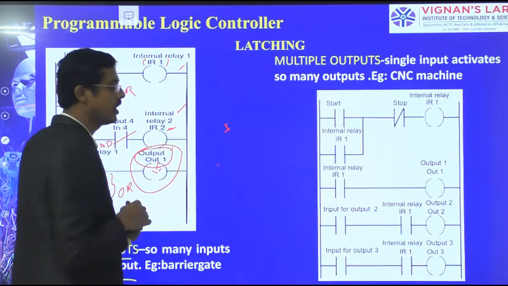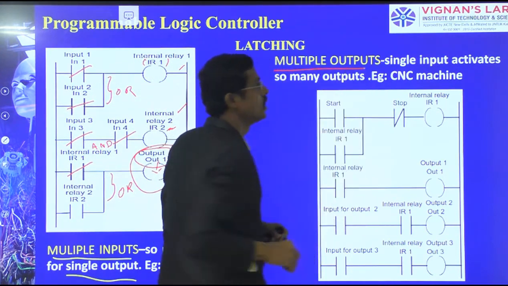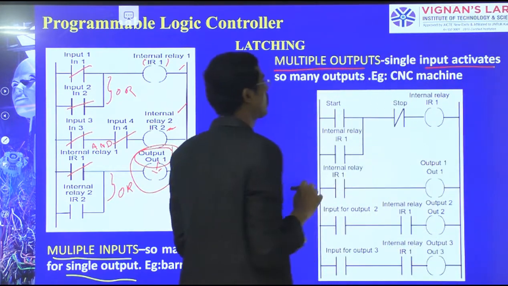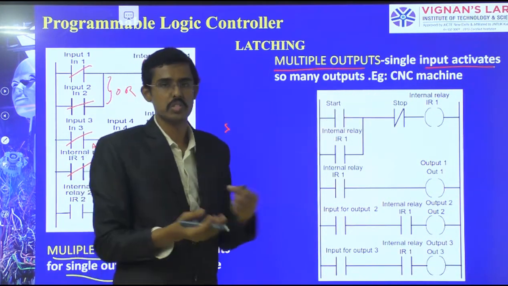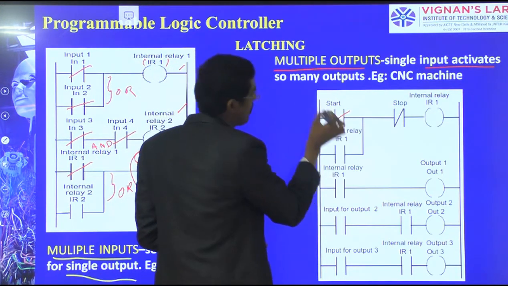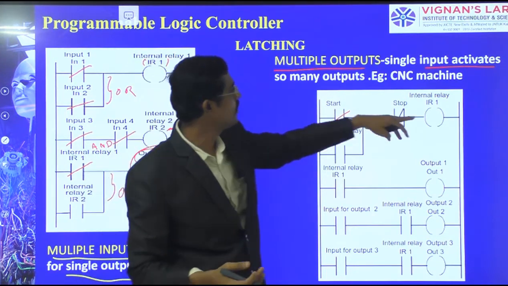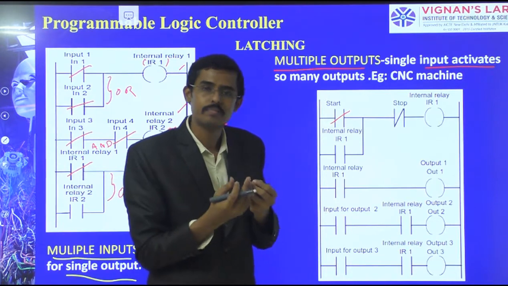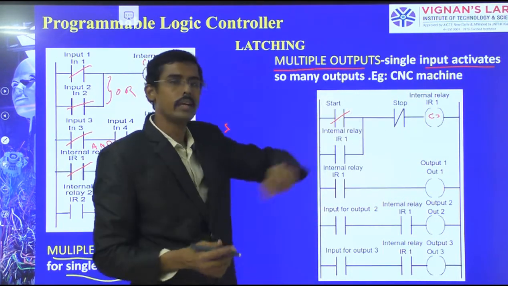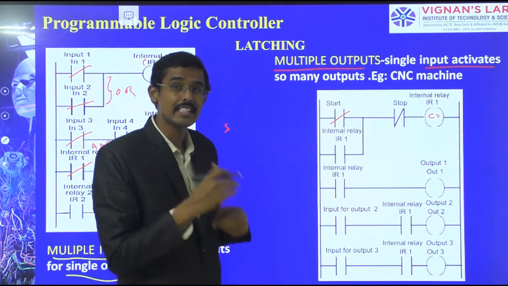Now I have taken multiple outputs. Multiple outputs I have to do with respect to single input activities. It means, for example, so many CNC machines. See, I have started now. And this is started and activated with respect to internal relay coil 1. This activates internal relay coil 1. After activating internal relay coil 1, it is reconnected here. Again it is latched.